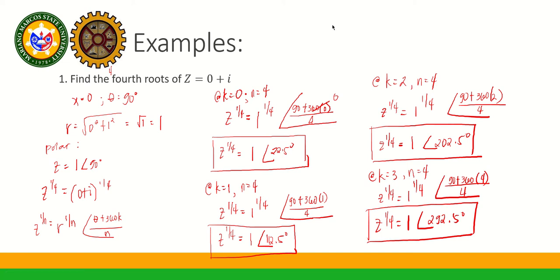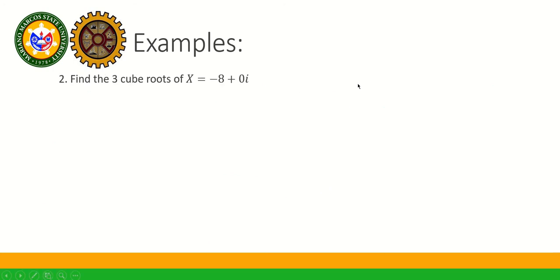Okay, so now let's try the next example. Find the 3 cube roots of x is equal to negative 8 plus 0i. Now take note, yung imaginary number natin is again 0. So ibig sabihin, y is equal to 0. Therefore, our theta will be equal to 180 degrees.